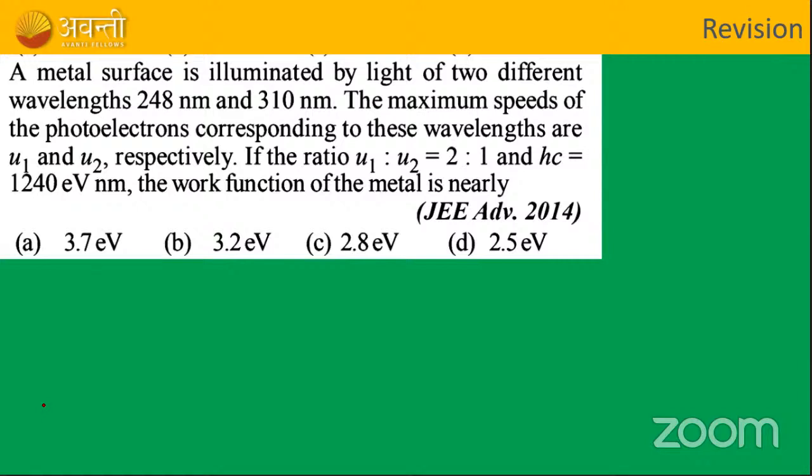The next question is: a metal surface is illuminated by two different lights of wavelength 248 nanometer and 310 nanometer. The maximum speeds of the photoelectrons corresponding to these wavelengths are u1 and u2, so these are the velocities. If the ratio of velocities u1 to u2 is 2 to 1, and hc is a constant which is 240 electron volt nanometer, the work function of the metal is nearly what? So you want to find the work function.